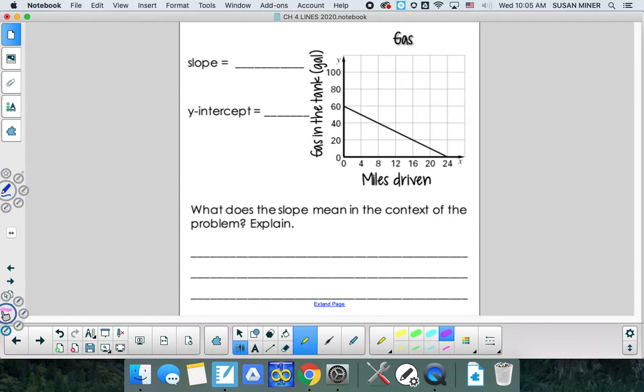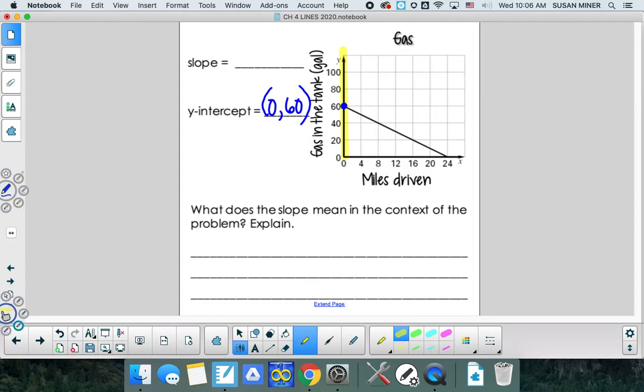Okay, let's identify our y-intercept first. So I have to find my y-axis. Here it is. There's my y-axis. And I want to find the point where my line is crossing. Right here, my y-intercept is where x is 0, y is 60.